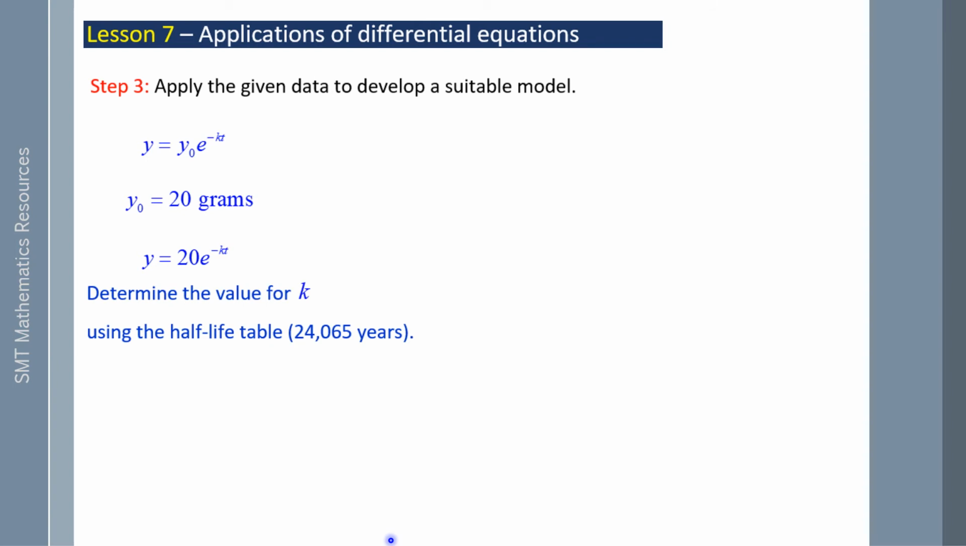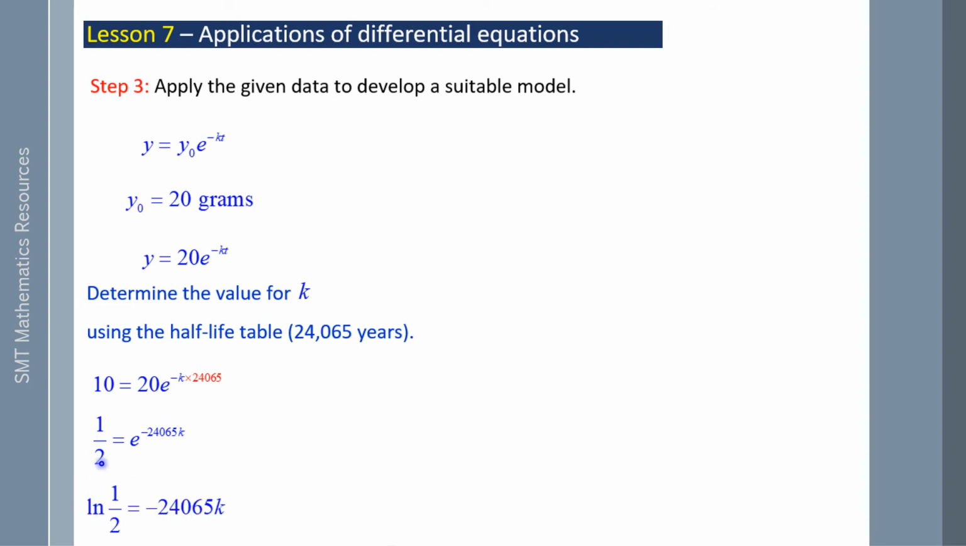As 20 grams will, in terms of its half-life, become 10 grams, we want to know how long it takes 20 grams to decay into 10, knowing that the time to do it is 24,065 years. We divide both sides by 20. Now we have an exponential equation to solve using natural logs.